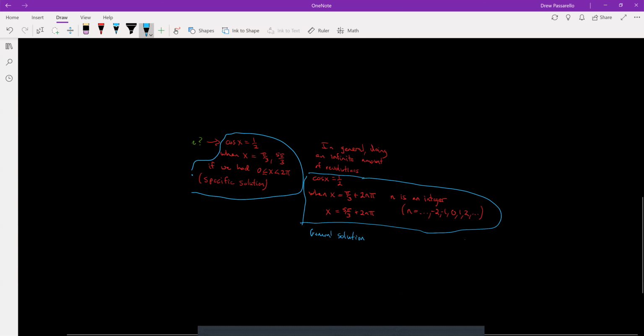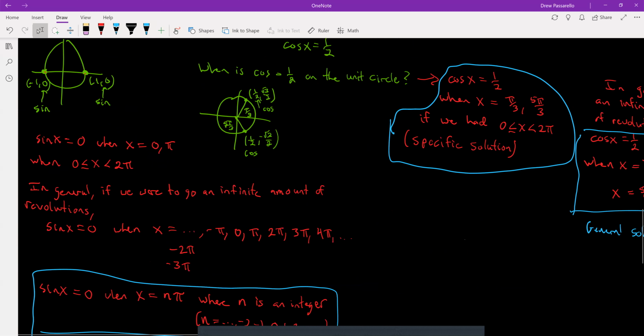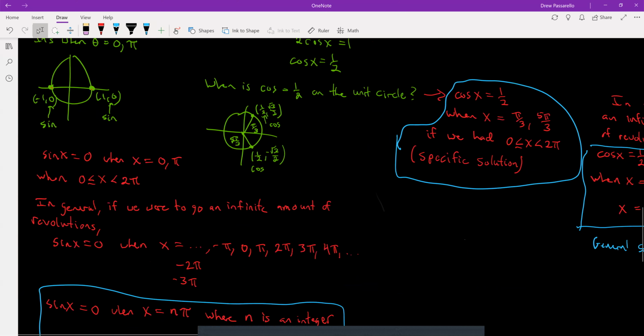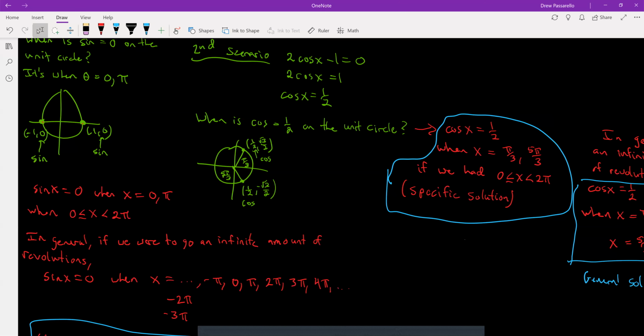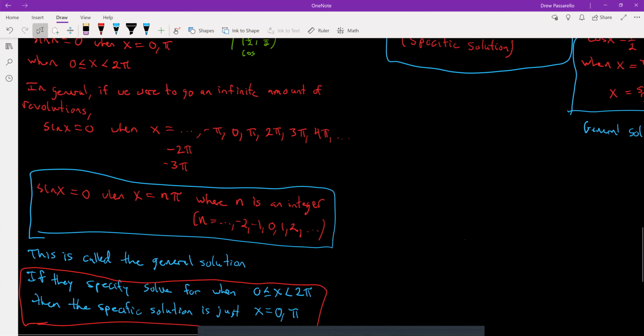Let me zoom out. Now for the first scenario, it was n times pi, because for one revolution, it's either 0 or pi, and then if you keep going around and around, it'll be 2 pi, 3 pi, 4 pi, 5 pi, and so forth. And then the other direction will be negative pi, -2 pi, -3 pi, -4 pi, and that's why I just express it as n times pi.